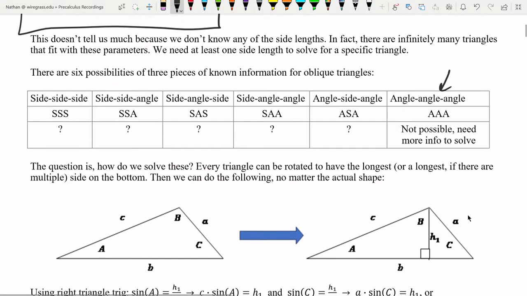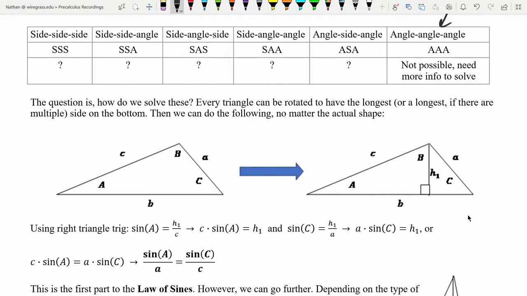Now, how do we solve these? Well, we cannot use right triangle trig to solve oblique triangles because they're not right triangles. However, we can use right triangle trig to find us a technique to solve it. So for any oblique triangle, you can put a longest side, or one of the longest sides, on the bottom and create a shape like this. So doing that, we can create a line straight down and we can get a height from that. And this creates two right triangles, a right triangle there and a right triangle there.